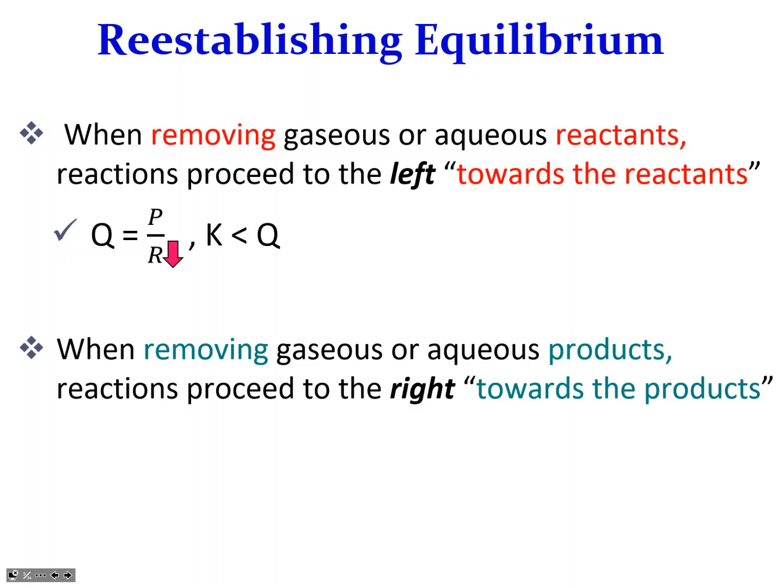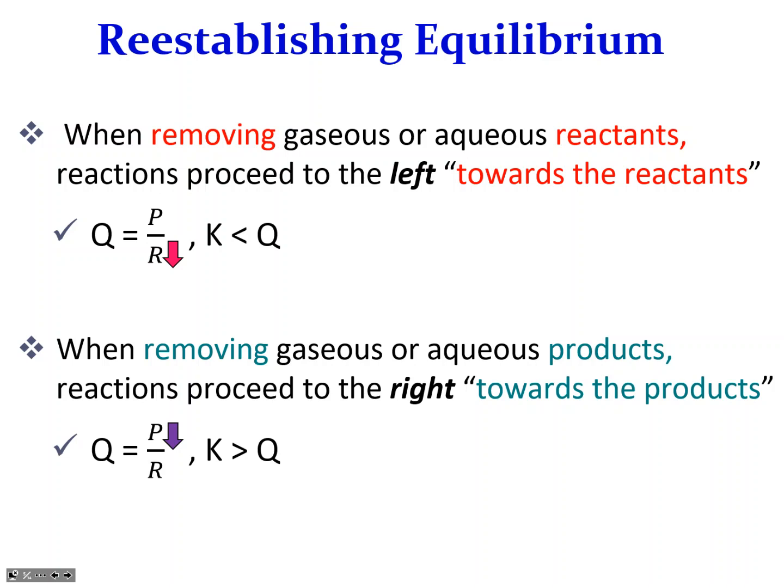When removing products, same idea. Now we are removing from the numerator. Products is going down, still dividing by the same number. That means that your Q is going to be less than K. So it's going to go towards the products. So that's what's significant here.